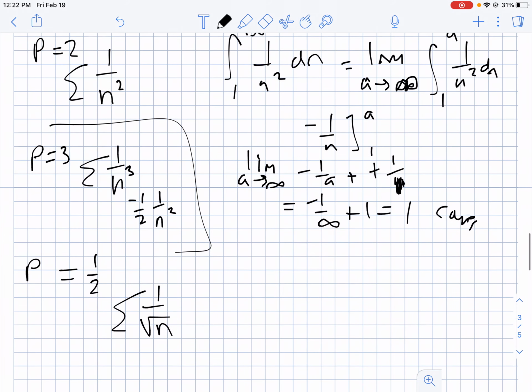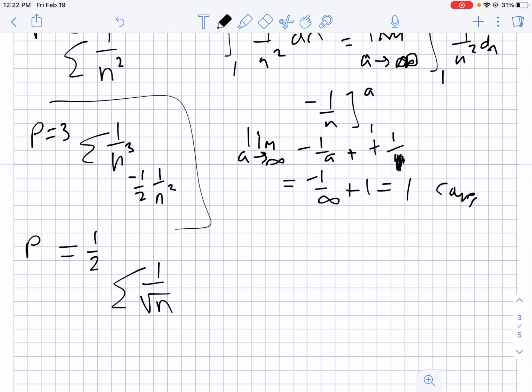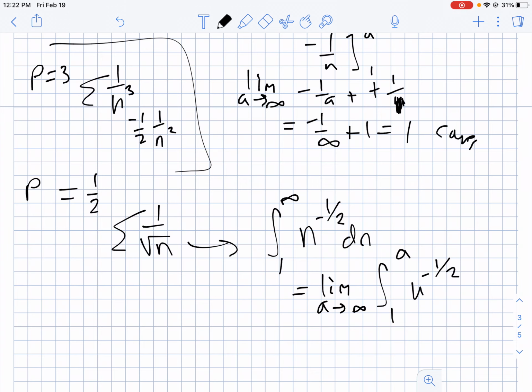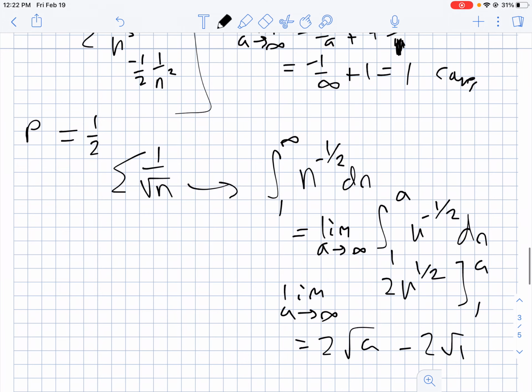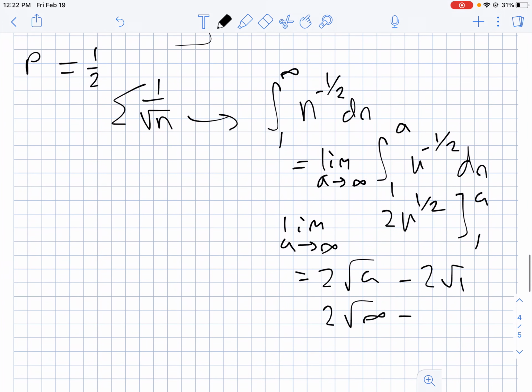So we can look at the integral from 1 to infinity of n to the negative 1/2. Again, we're trying to derive a rule, so I'm going to write this as the limit as a goes to infinity of the integral from 1 to a of n to the negative 1/2. When I add 1 to that power, I get n to the 1/2, put a reciprocal in front, and that goes from 1 to a. As I take that limit as a goes to infinity, we get 2 square root a minus 2 square root 1, which ends up being 2 square root of infinity minus 2, which is of course infinite, which means that this diverges.